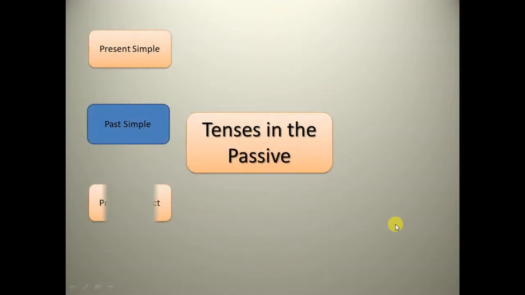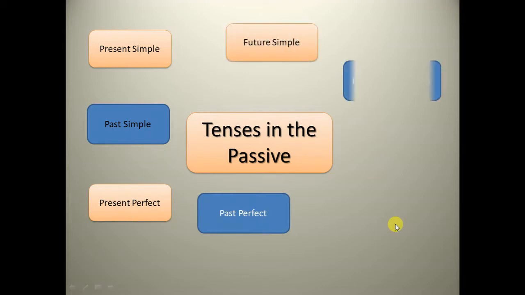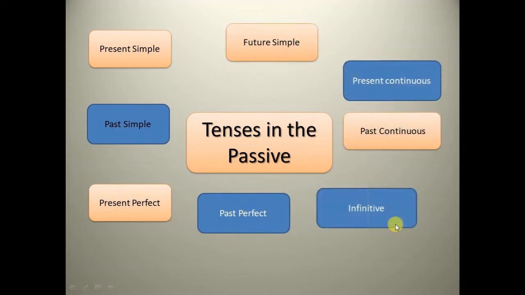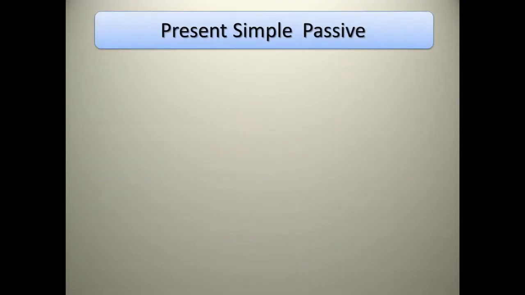Tenses in the passive. The passive voice is not a tense, it's a voice, and it can be used in all tenses of the English language, as you can see: present simple, past simple, future, present and past continuous, etc. But this time we are going to work only in the present simple and past simple. Present simple passive.